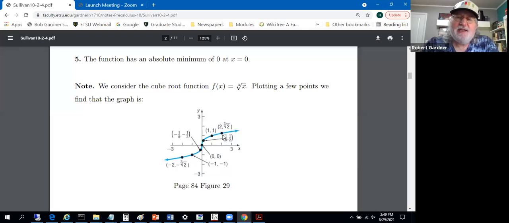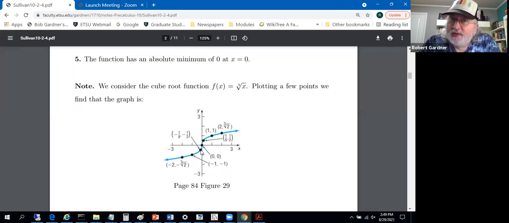What's the next clean number to plug in? It'd be 8, wouldn't it? If we plugged in 8, the cube root of 8 is 2. They didn't extend the graph that far, but the next nice point would be 8. We'd plug in 8, we'd get out 2, we'd have a point somewhere here. This is another one that's going to continue to grow without bound, and it's going to grow slowly.